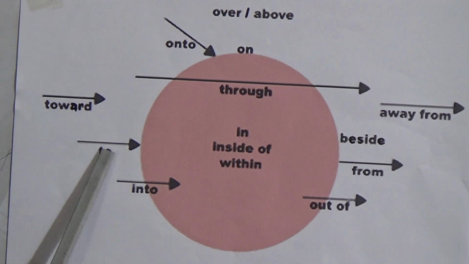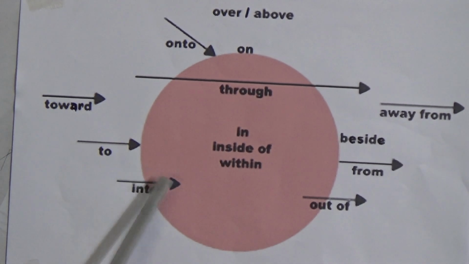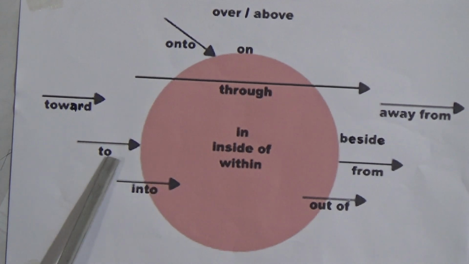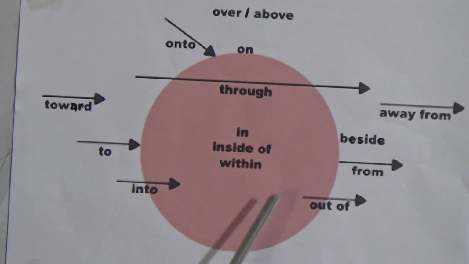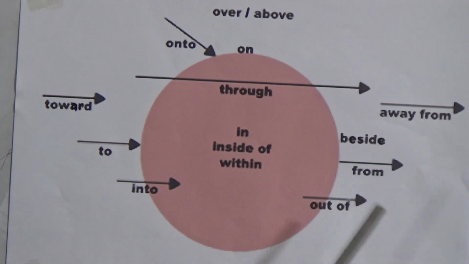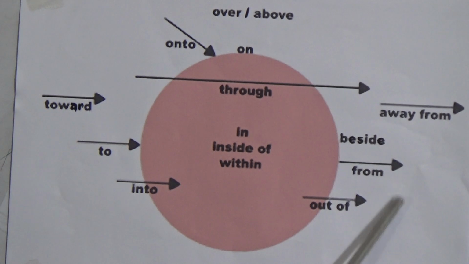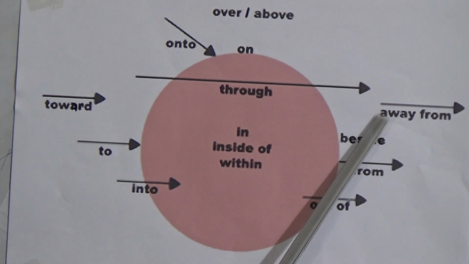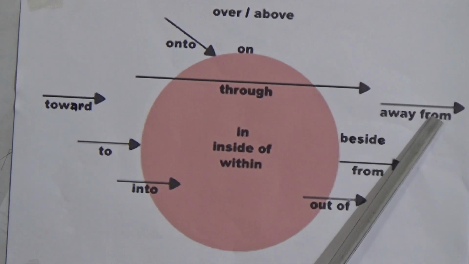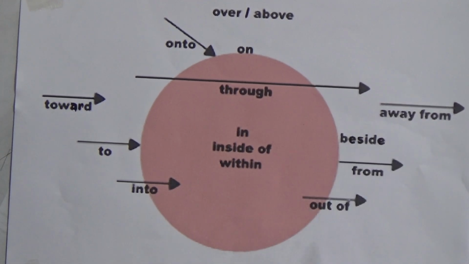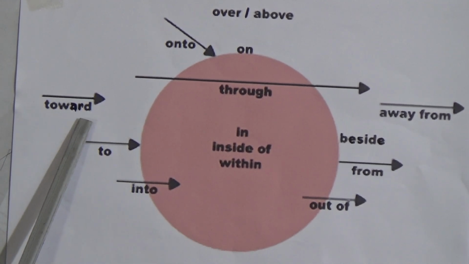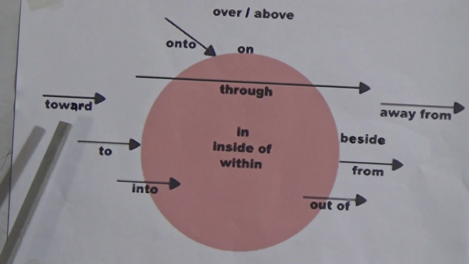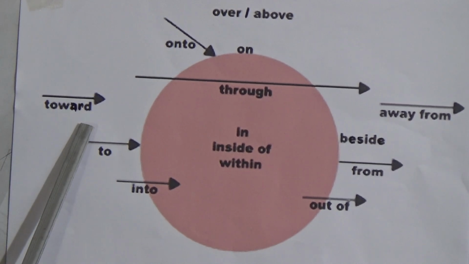And if something comes to this circle, we will use to. And if something starts from this point, we will use from. And now look, from this point, we will use away from, that means something goes away from this surface. And if something is going in any direction, we will use towards.